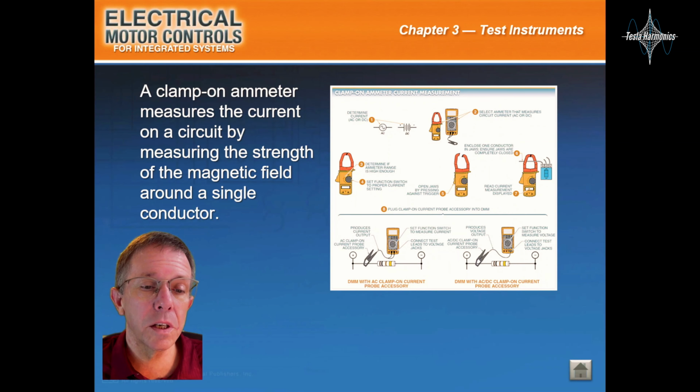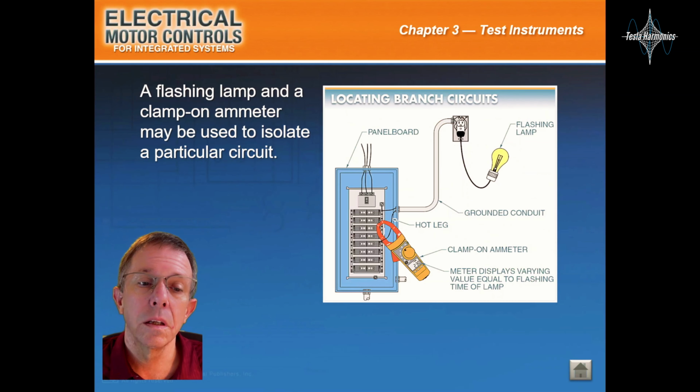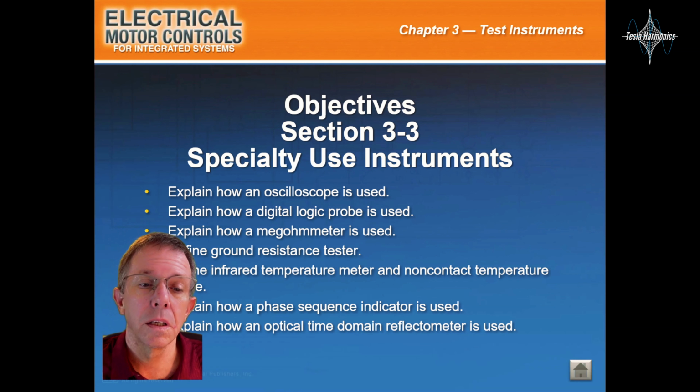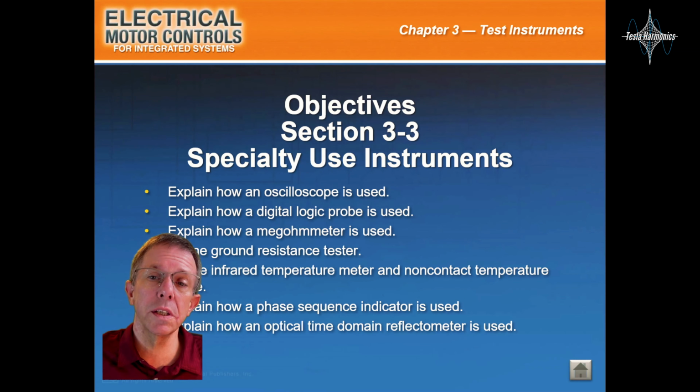A clamp-on ammeter measures the current on a circuit by measuring the strength of the magnetic field around a single conductor. A flashing lamp and a clamp-on ammeter may be used to isolate a particular circuit. Section 3.3, Specialty Use Instruments.